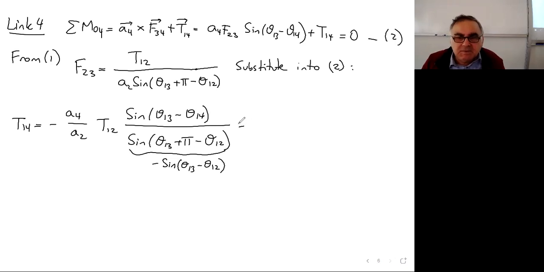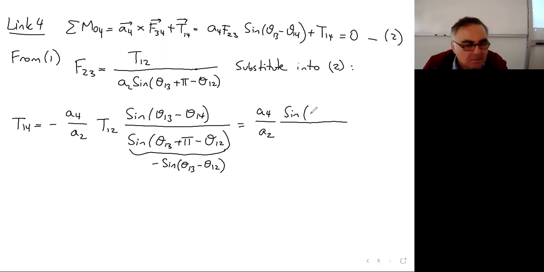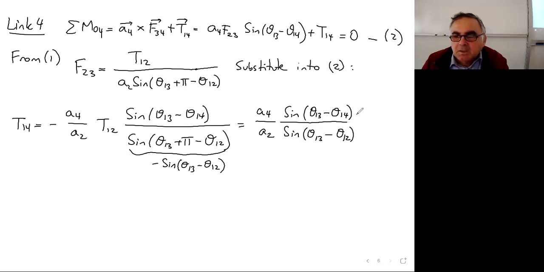So you can say that T14 is equal to A4 over A2 sine theta 1, 2 theta 1, 4 times 2, 1. And that's the result.